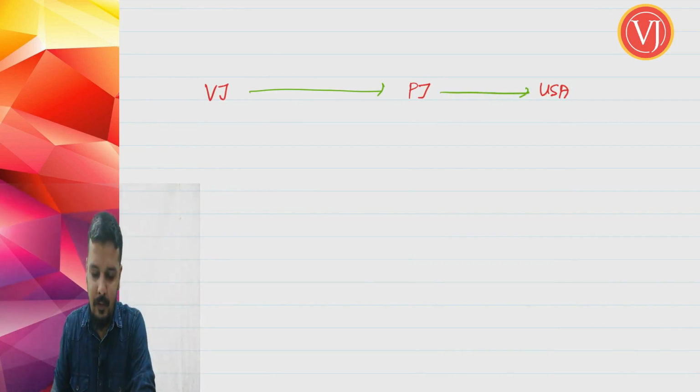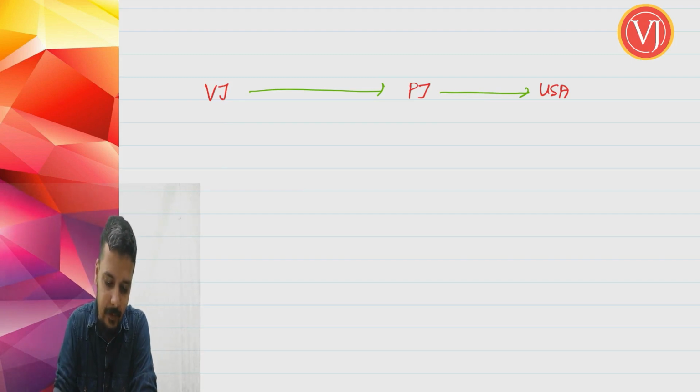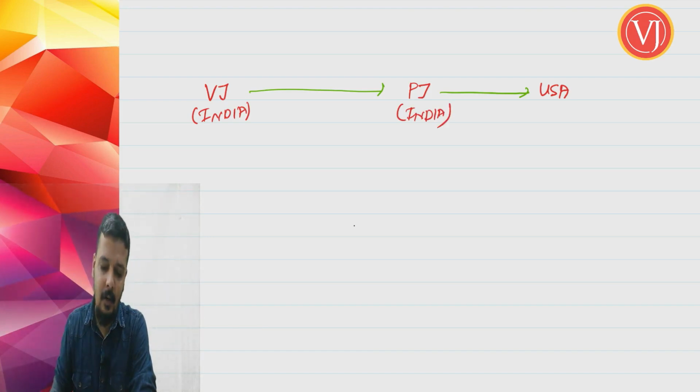Understand that if at all you are talking about your exports, this VJ in this case is called, friends, VJ to PJ, PJ to USA. VJ and PJ are both companies in India. Now what are they trying to tell? Now friends, this export performance, actual export is done only by PJ.